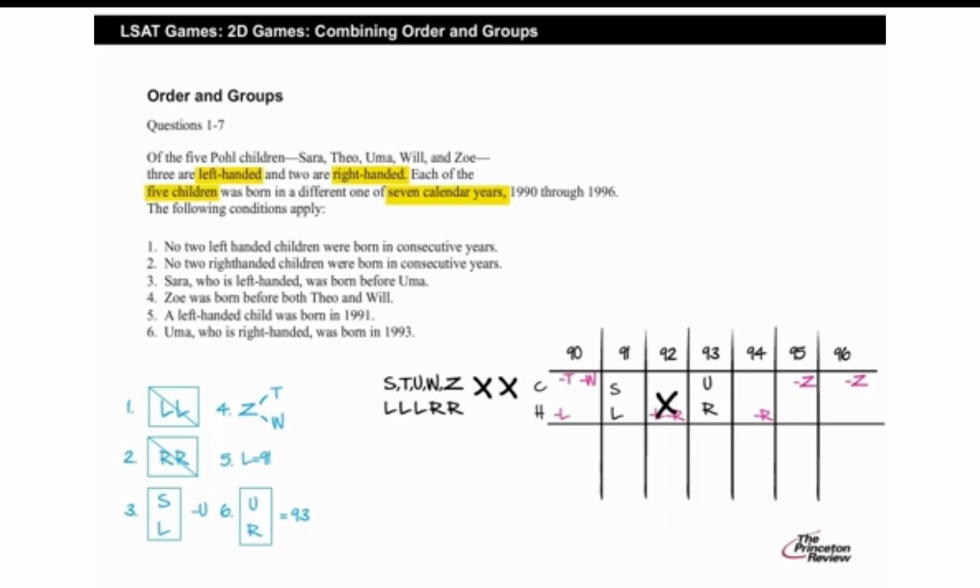What elements do you have left over? T, W, and Z. Which one of them is the most restricted? Z, because it has to have 2 other elements after it. You already marked that Z can't go in 95 or 96, so how many slots are left that can accommodate Z? Only 2. Z can only be a righty in 90 or a lefty in 94.